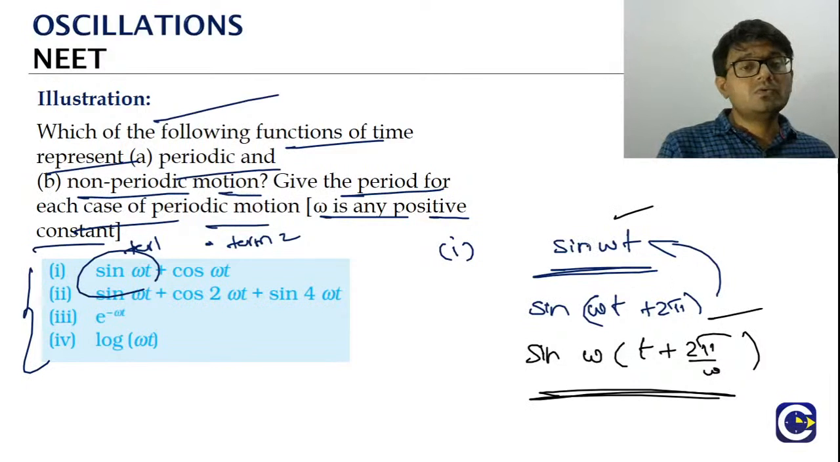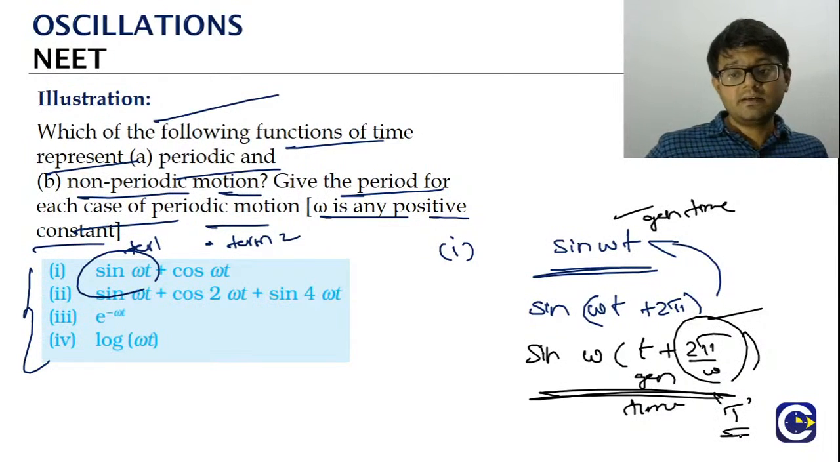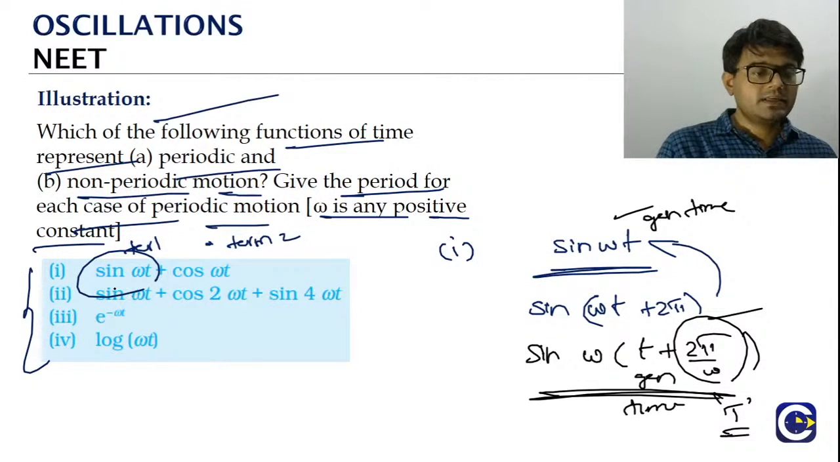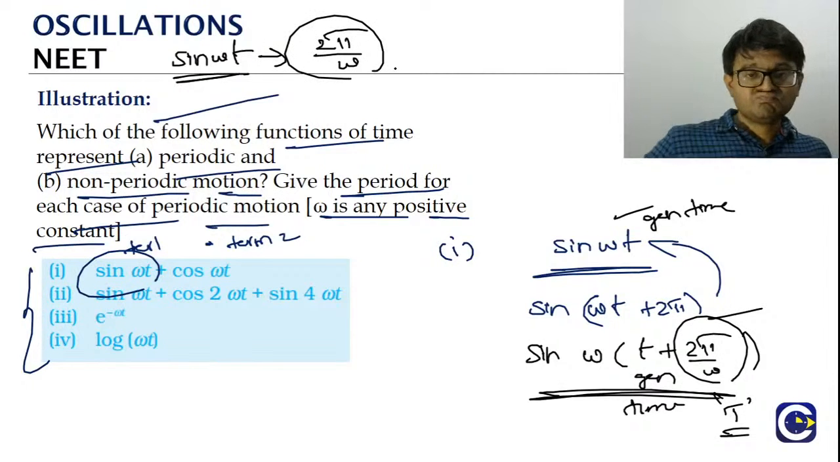The function value at a time t, which is general time, is same as the function value at a time t plus இதன் period. so what is the period value for this sin omega t என்னது? 2 pi by omega. பாருங்க, so இந்த sin omega t ஓட period என்னது? What is it? The period for the first term எவ்வளவு? That is 2 pi by omega.